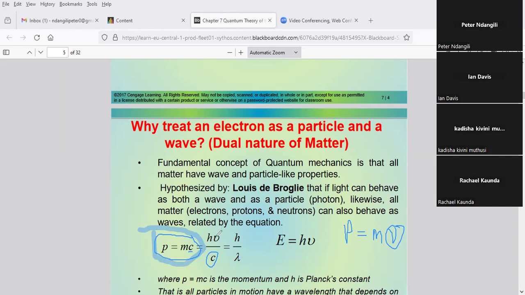So here we are using h nu over c. And it can also be given by this. Where does this one come from? c is equal to lambda nu, and I showed you this relationship last time. So that now, if you have lambda here, then lambda is equal to c all over nu.